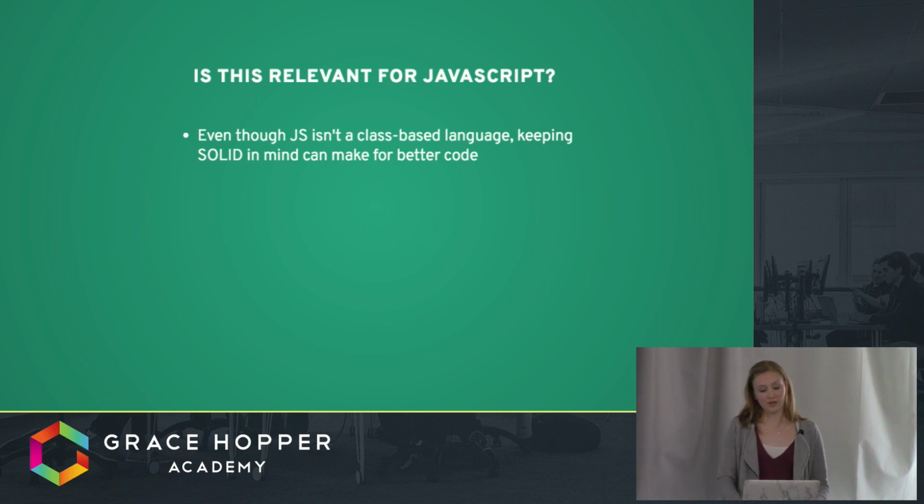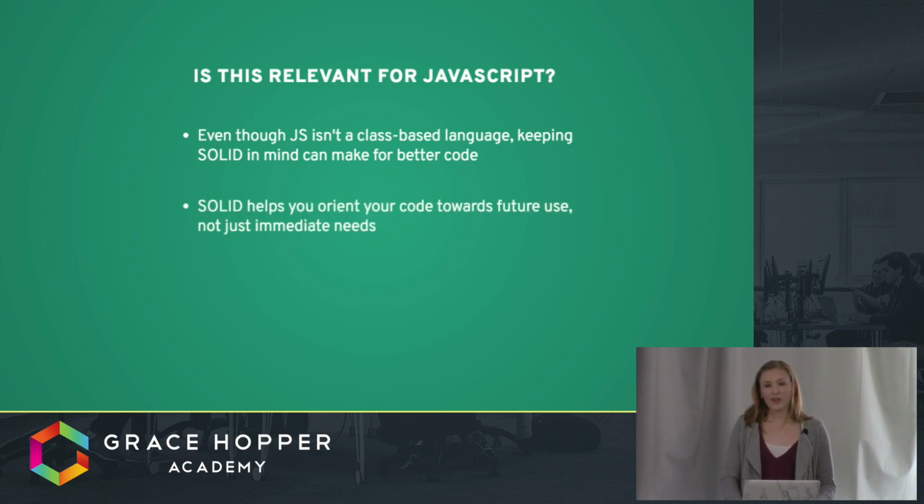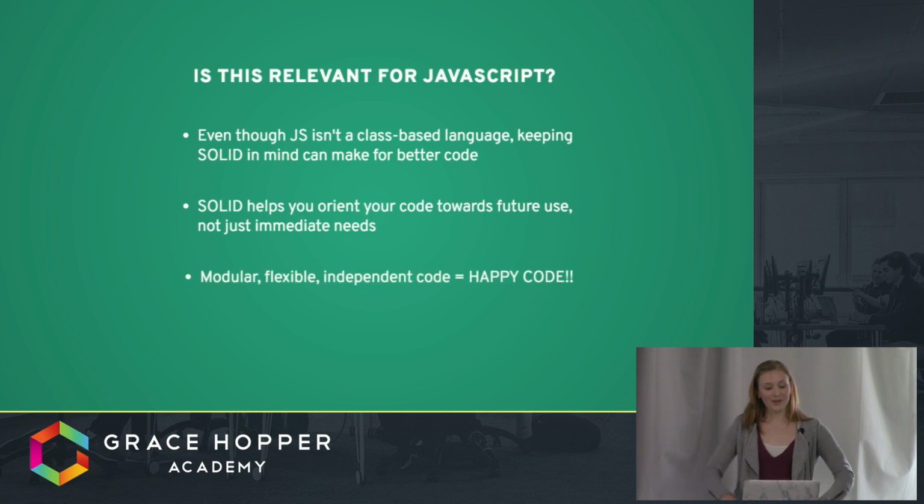But I would assert that keeping SOLID in mind can make for better code, even in the cases of using JavaScript. And I think that's because if you take a step back from all the rules of SOLID, like classes should do this, classes should do that, I think the overarching theme is that you really should orient your code towards future use and not just immediate needs. So, like, don't be lazy. Take a moment when you're writing your code and think about, what is this going to be used for in the future? How can this be flexible? How can I get the most mileage from my code? Because as we all know, modular, flexible, and independent code is happy code.